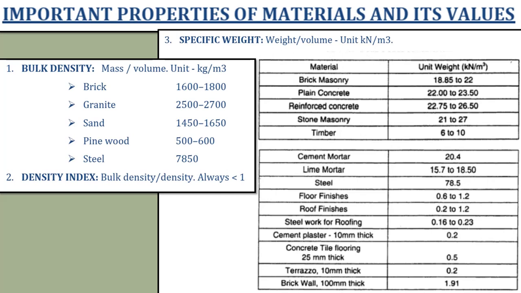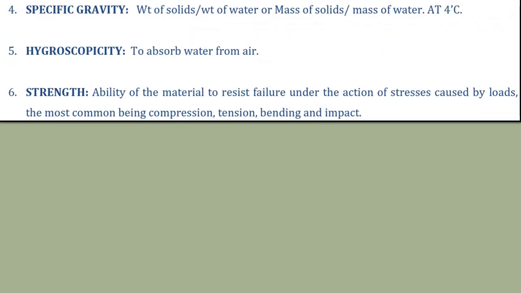Brick masonry 18.85 to 22, plain concrete 22 to 23.5 kilonewton per meter cube, reinforced concrete 22.75 to 26.50, stone masonry 21 to 27, timber 6 to 10, cement mortar 22.4, lime mortar 15.7 to 18.50, steel 78.5, floor finishes 0.6 to 1.2, roof finishes 0.2 to 1.2, steel work for roofing 0.16 to 0.23, cement plaster 10 mm thick 0.2, concrete tile flooring 25 mm thick 0.5, terrazzo 10 mm thick flooring 0.2, and brick wall 100 mm thick has a specific weight of 1.91 kilonewton per meter cube.